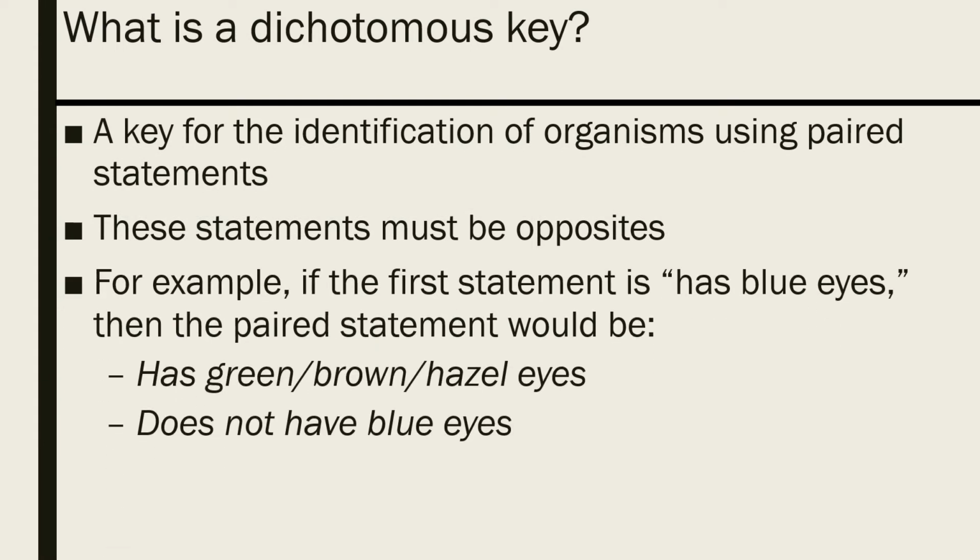If you haven't seen our last video on dichotomous keys, a brief explanation. A dichotomous key is a key for the identification of organisms using paired statements, and these statements must be opposite or different enough that they can have a clear distinction. For example, if the first statement is "has blue eyes," then the paired statement would be "does not have blue eyes," not "has green eyes," "brown eyes," or "hazel eyes." It has to be opposite enough to create a distinction.